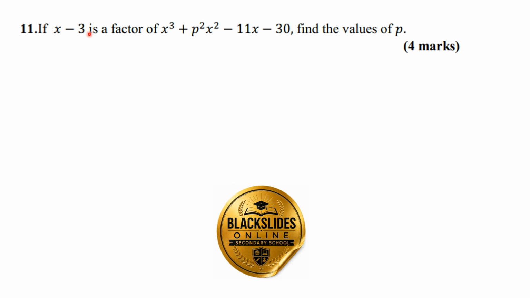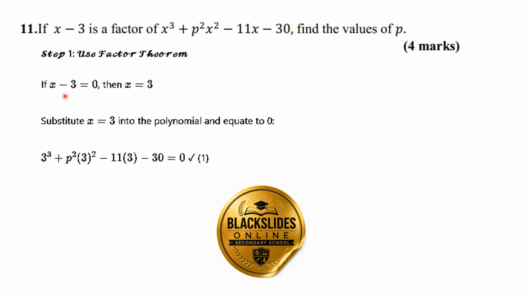If x minus 3 is a factor of x cubed plus p squared x squared minus 11x minus 30, find the values of p. This is called the factor and remainder theorem. So that being the case, if x minus 3 is a factor, it means substituting 3 into this expression is going to be equal to 0, and then we'll be able to solve for p. So use the factor theorem. If x minus 3 is equal to 0, then x is equal to 3. Substitute x equals 3 into the polynomial and equate it to 0.